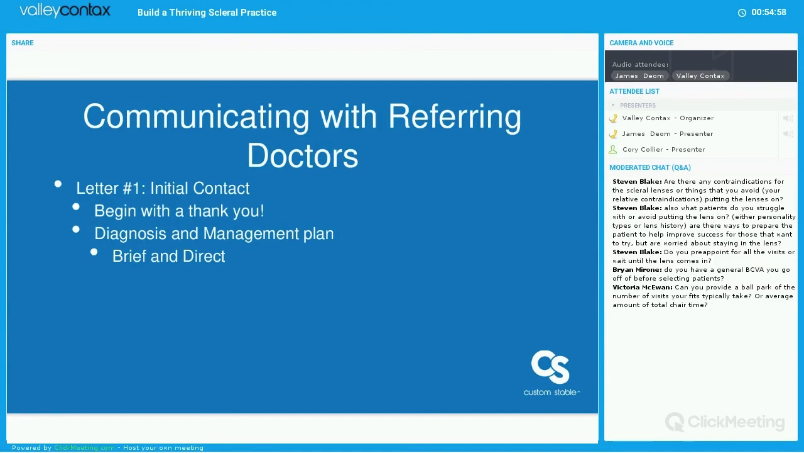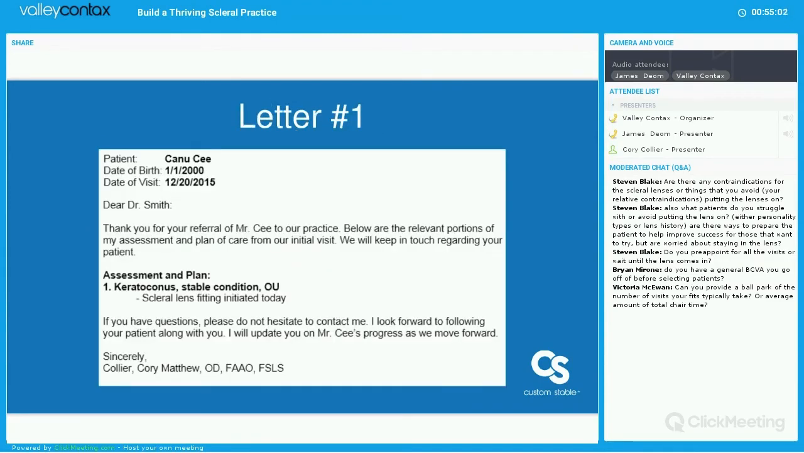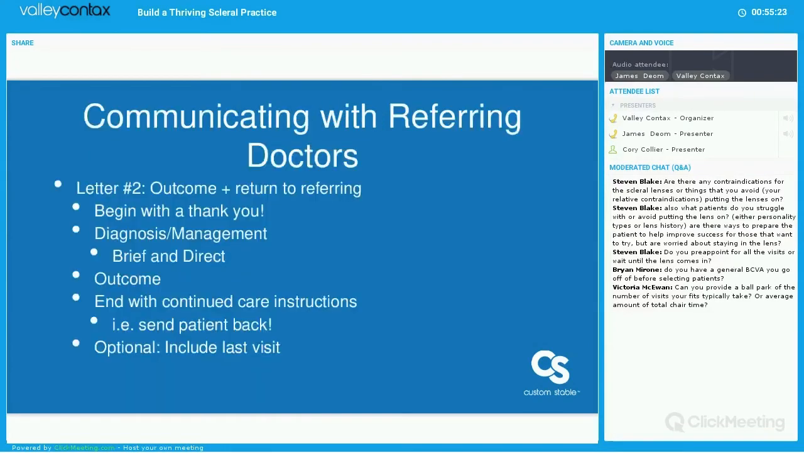And so letter one, we're just going to say thank you. We're going to apply a diagnosis and just be brief and direct, so that the doctor knows that we're just getting the process started. So we'll say thank you, we'll provide the diagnosis, and we're going to say scleral lens fitting initiated today, and keep it real simple. We know from our referral letters that we don't necessarily need a lot of information. We just need to know that the patient's being cared for, and then we'll look for more information when it's available.